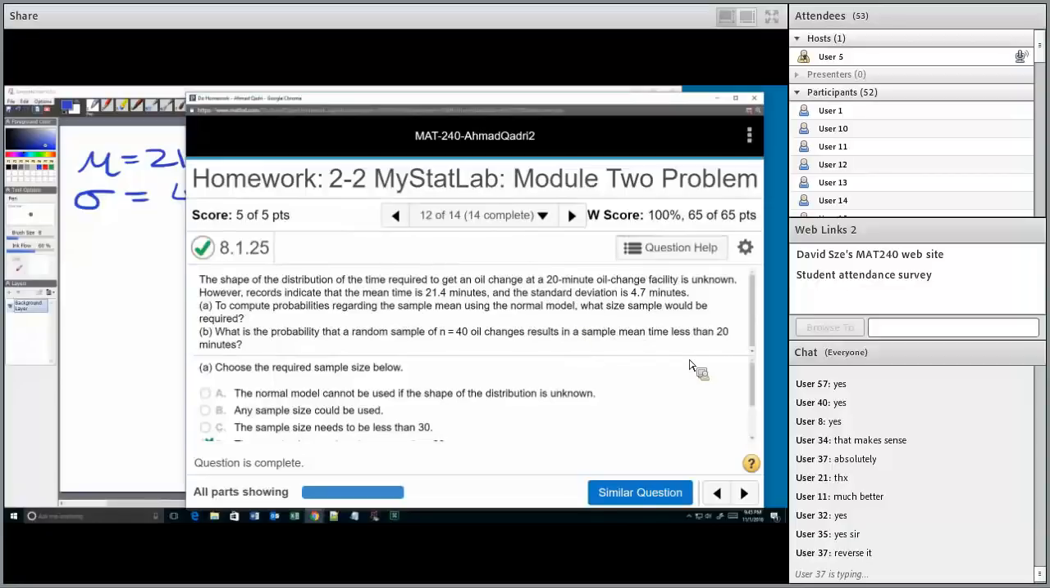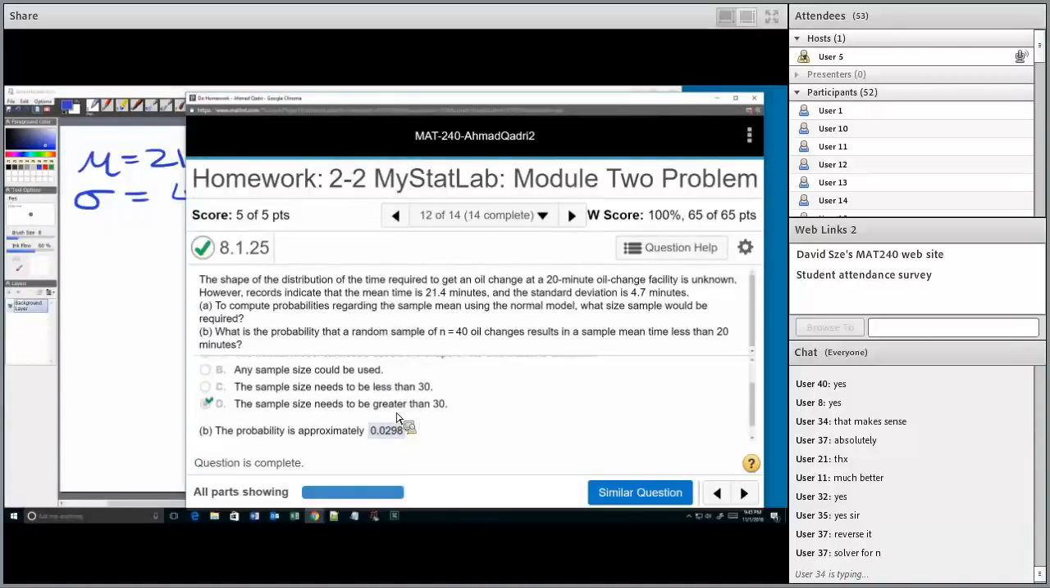Okay, this is another thing you have to memorize. The answer for part A is that generally you want the sample size to be at least 30. The sample size needs to be greater than 30. Thirty is like a threshold. If you want to compute probabilities using the normal model, your sample size should be a little bit large, and by a little bit large we mean at least 30. So the answer is that the sample size should be greater than 30.